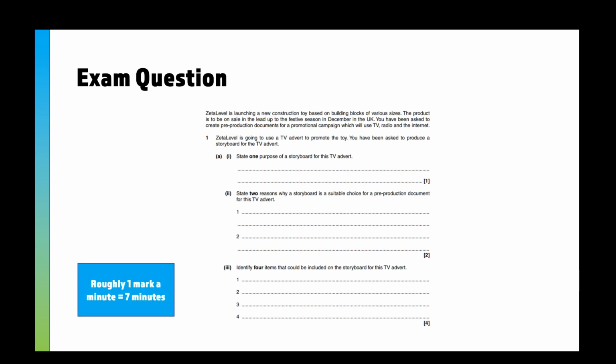So here's an example theory question. So it's not a creating, it's not an evaluating, it's a mock exam paper from a previous past paper. So we've got a scenario, so it's about a construction toy based on building blocks. Essentially it's a rip-off of Lego, and they want a storyboard to create their advert. So you could just state 1 purpose of a storyboard for this TV advert, state 2 reasons why a storyboard is a suitable choice for a pre-production document for this TV advert, and identify 4 items that could be included on the storyboard for this TV advert.